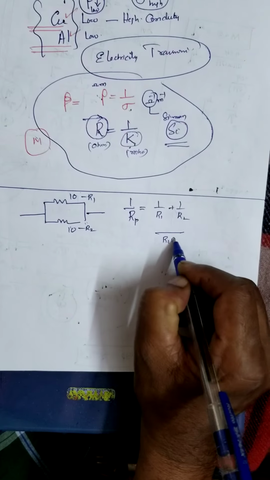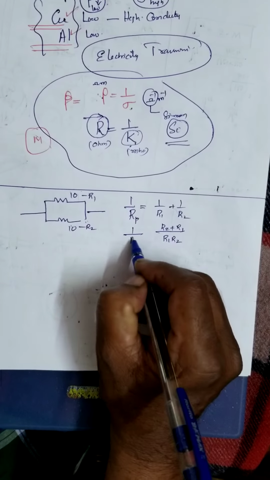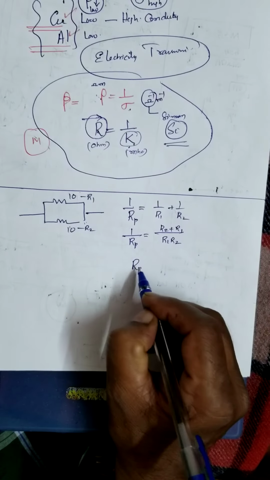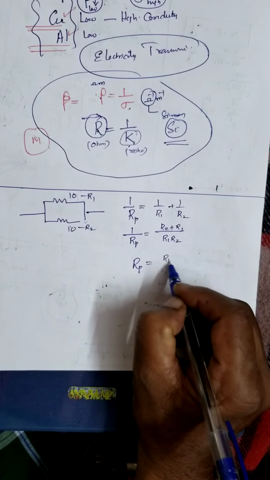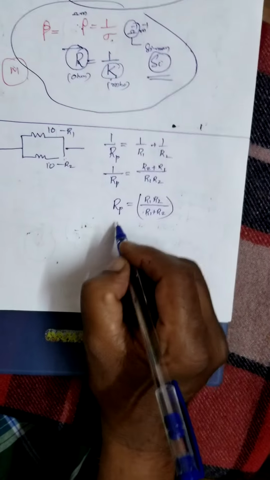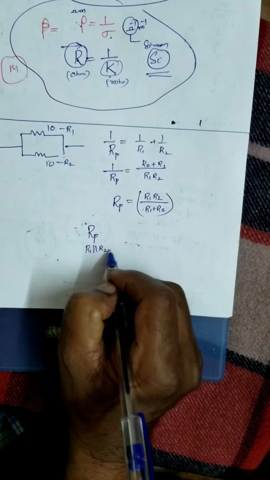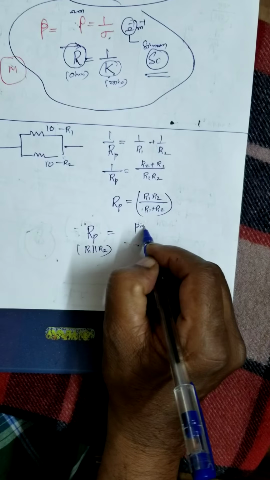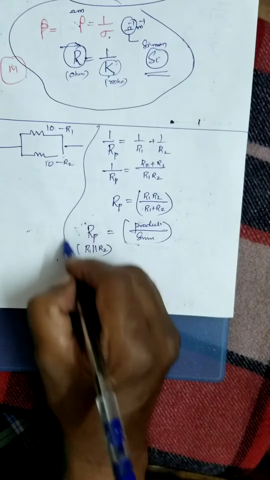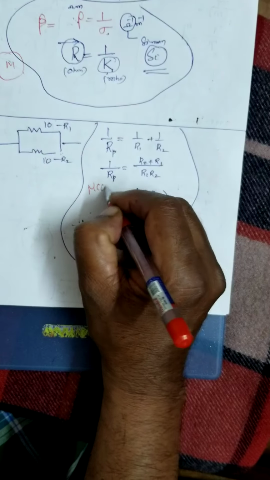Here, with R1 and R2, take the LCM: R2 plus R1 over R1 R2. This is 1 by RP. Then reverse it. Effective resistance in parallel is equal to R1 R2 by R1 plus R2. So RP, R1 parallel to R2, is product divided by sum. If you remember this, most competitive exam multiple choice questions they'll ask you.